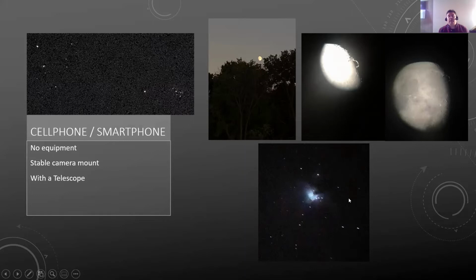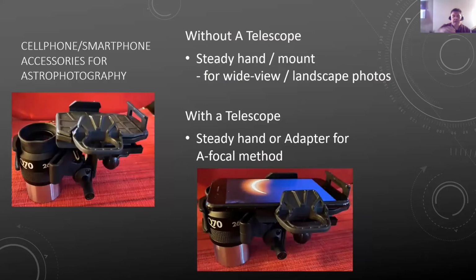Now, the last picture down here is the Orion Nebula with a cell phone camera attached afocally to the lens. So I'm going to show you what afocal looks like. With afocal, you're going to have an eyepiece, and either you have your hand steady or you can have an adapter. The adapter I have here is nice because it allows me to put in different camera sizes, or cell phone sizes, I should say.